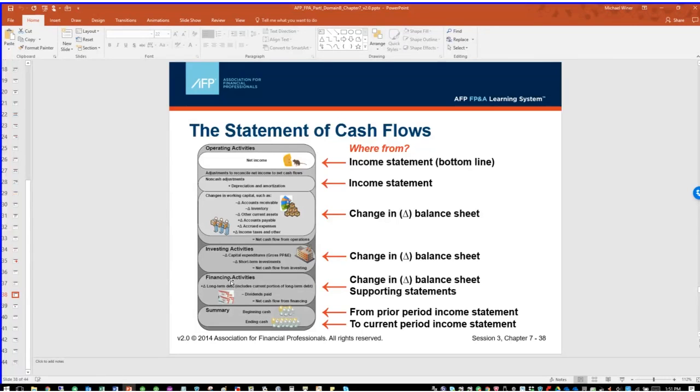Right? Okay, so what are the major pieces in here? You have capital expenditures, looking at investing activities, capital expenditures, short-term investments of the company. In other words, the company making investments will give you a net cash flow from investing.